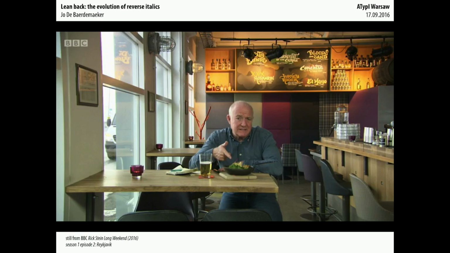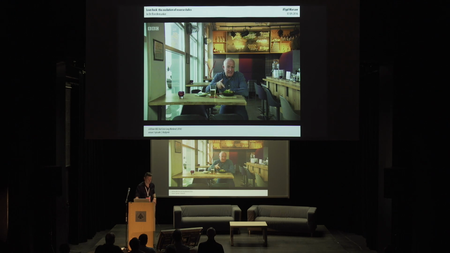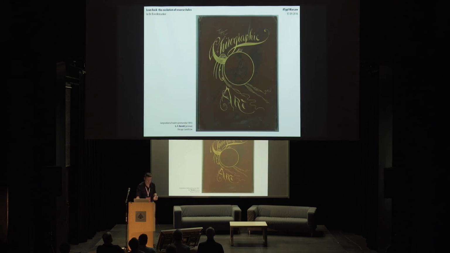slanted. And even nowadays in some shops or restaurants, here is a still from a food series from Rick Stein, Long Weekends. It shows the display of a restaurant in Iceland that even has 2 specific reverse italic styles to attract attention to 1 or 2 specific dishes.